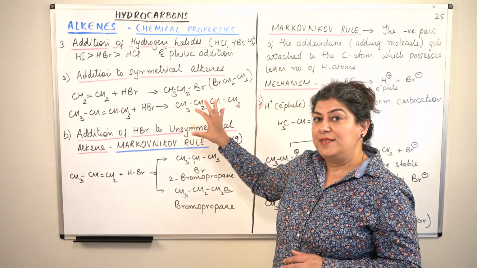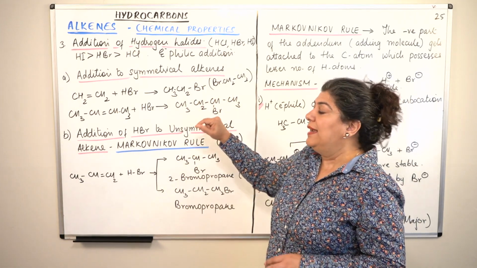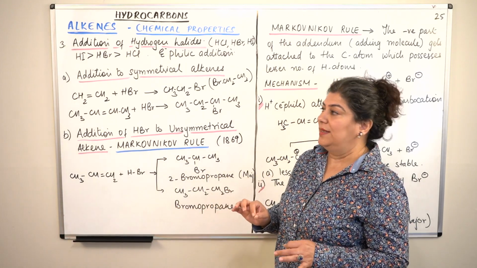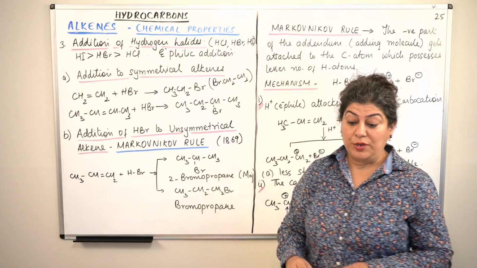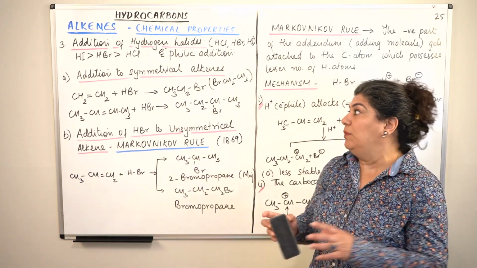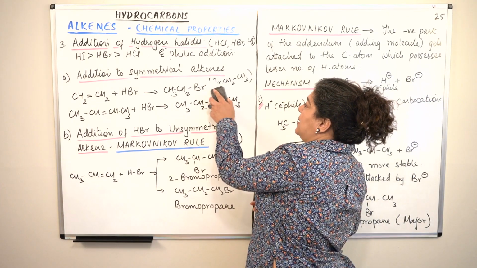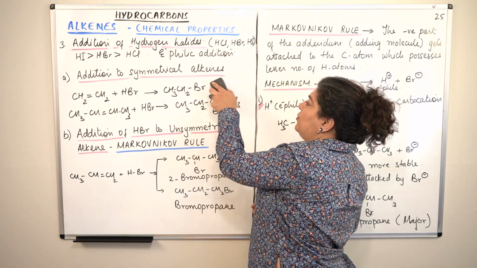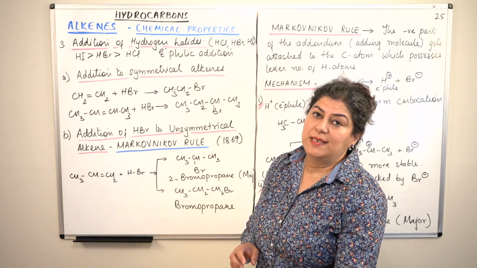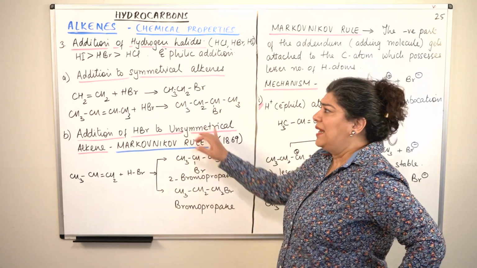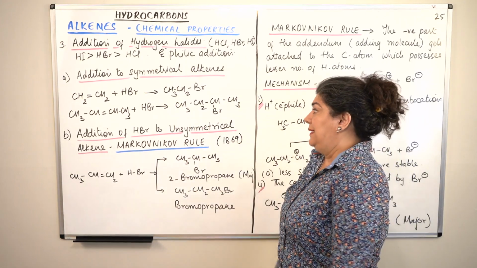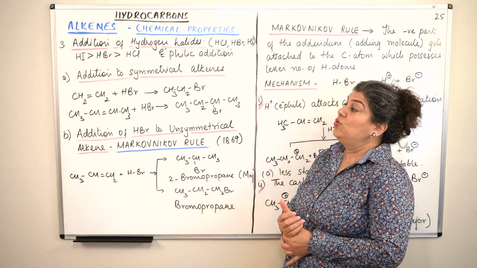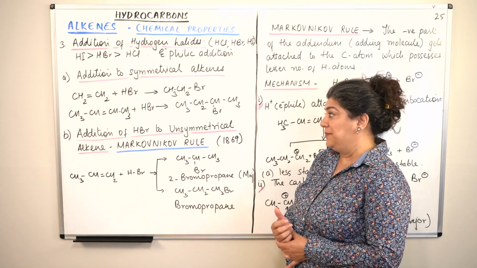So, what do we understand from this? That when addition of the hydrogen halide takes place to a symmetrical alkene, you get only one product. Around the double bond, one of the carbons gets the hydrogen and the other one gets the halogen, and you get the halogen derivative of that alkane. So that was addition to symmetrical alkenes. Now, let us see what happens when addition takes place to unsymmetrical alkenes.